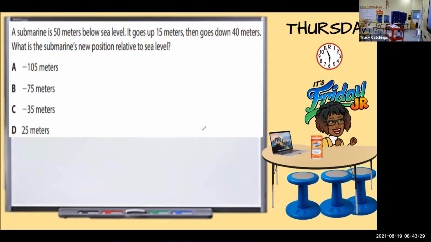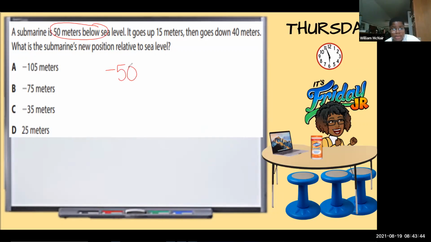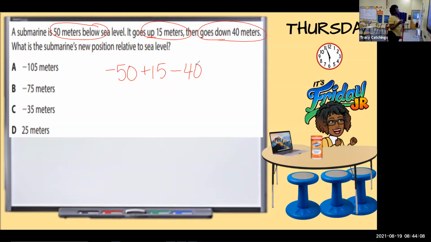Did anyone write an expression you want to give us? Okay, first he started off at -50. Then he goes up 15 meters, and then he goes back down 40 meters. I added -50 plus 15, and then after I got that, I subtracted 40. All right, what did you end up with? Hold on, I'm still working it out.